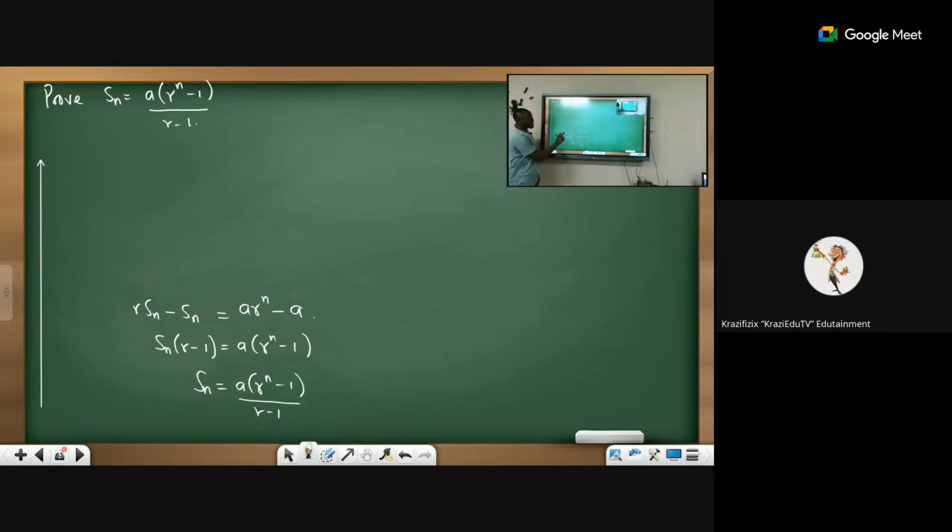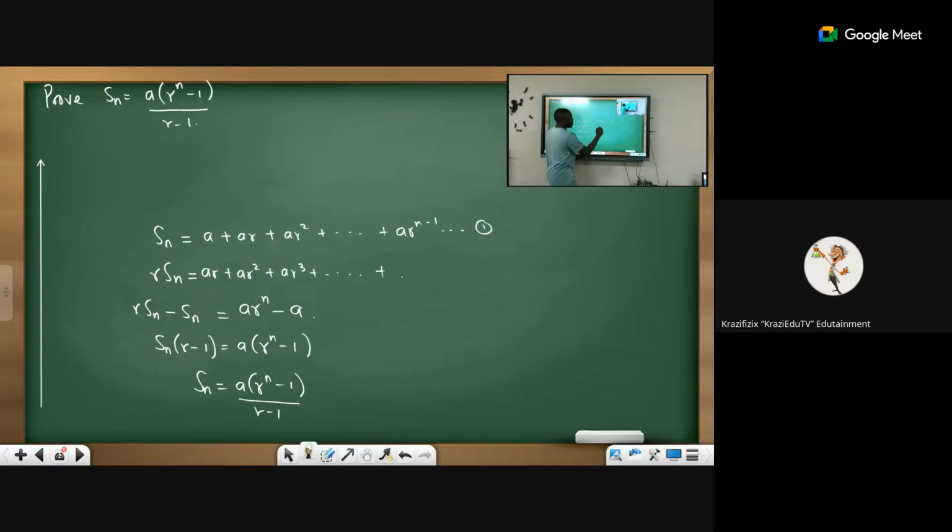Now you know that there are two equations already, RSn and Sn. So you start by writing your Sn and then your RSn. What's your Sn? A plus AR plus AR squared, up to the last one, AR to the n minus 1. Equation 1. What is your RSn? You are multiplying, right? AR plus AR squared plus AR cubed, plus ... up to AR to the n. Equation 2. Then you come here and put equation 2 minus 1. You are done with the proof. 4 marks.